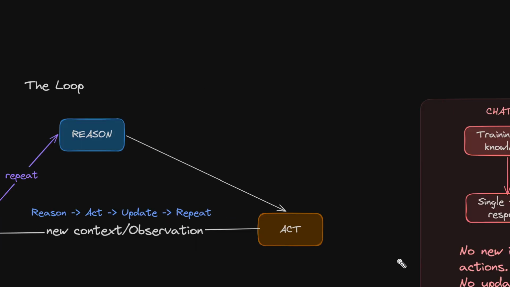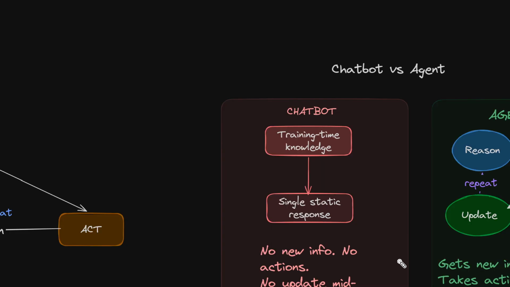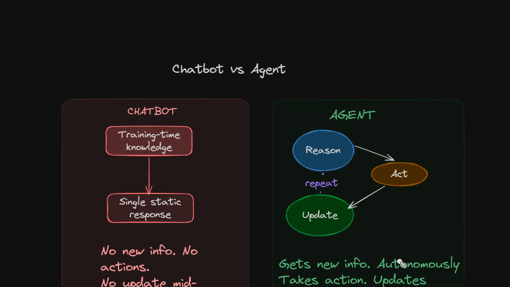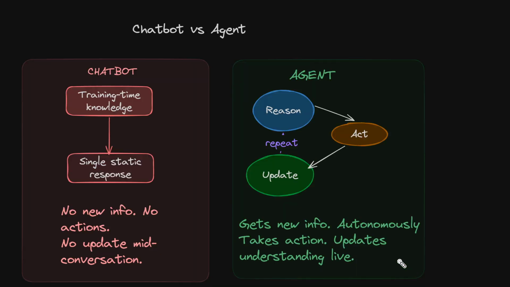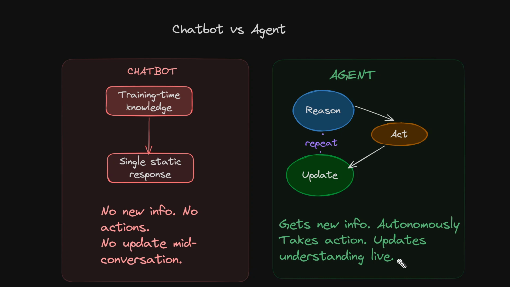Why does it matter? Because this is what separates an agent from a chatbot. A chatbot answers from what it knew at training time. An agent can get new information, take action on your behalf, and update its understanding, all inside the same conversation. The loop is also why agents can handle complex tasks. They don't solve everything in one step. They take small actions, learn from each one, and keep going until the job is done.